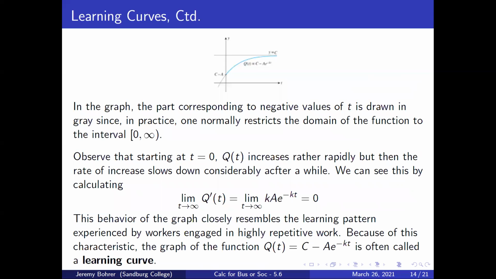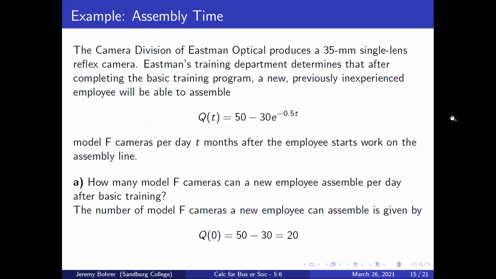Observe that starting at t equals 0, Q of t increases rather rapidly, but then this rate of increase slows down considerably after a while. We can see this by calculating the limit as t approaches infinity of Q prime of t equals the limit as t approaches infinity of k times a e to the negative kt, which is 0. This behavior of the graph closely resembles the learning pattern experienced by workers engaged in highly repetitive work. Because of this characteristic, the graph of the function Q of t equals c minus a e to the negative kt is often called a learning curve.